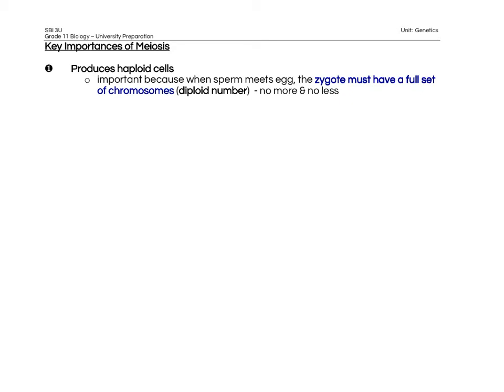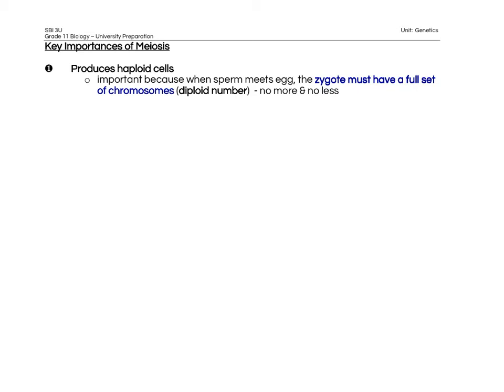So if sperm and egg were not haploid in number, then sperm plus egg would not equal the diploid number of chromosomes, which is the standard set of chromosomes in all body cells, with the exception of the reproductive cells. So it's super, super important.